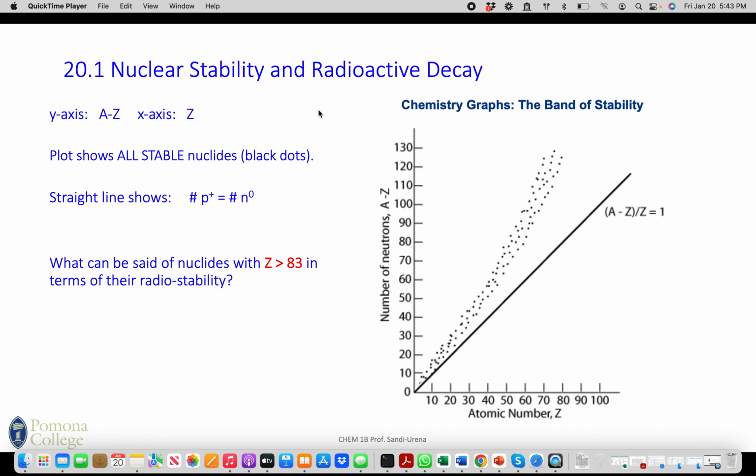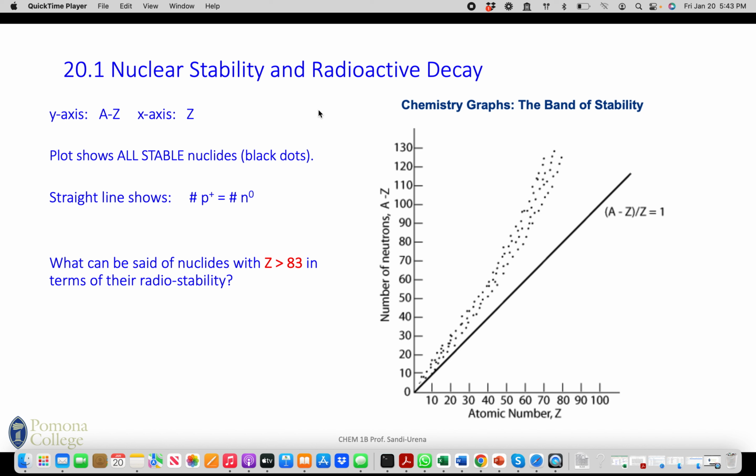Some terminology and fundamental ideas, concepts in nuclear chemistry. Now we're going to look at how we can start explaining the stability of the nucleus, or actually the opposite. How can we explain the instability of the nucleus?